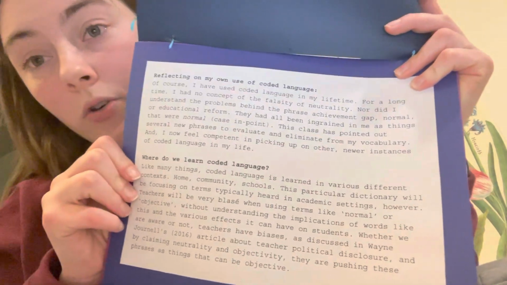reflecting on my own use of coded language and where do we learn coded language. So when thinking about my own use of coded language, I say, of course, I've used coded language in my lifetime. For a long time, I didn't have a concept of something like neutrality. Like, I didn't really understand that that wasn't a real thing. I also didn't understand the issues behind phrases like achievement gap, the word normal, or the term educational reform. They'd all been so ingrained in me as things that were pretty typical to use, pretty regular.